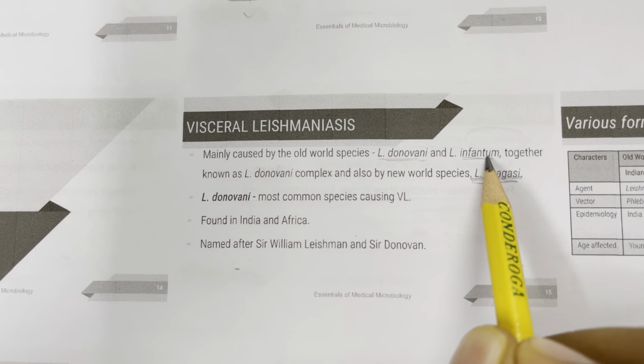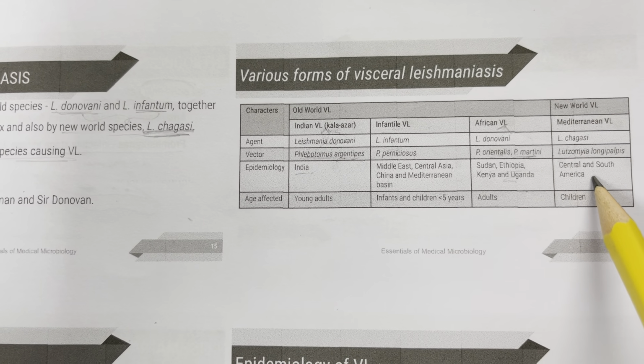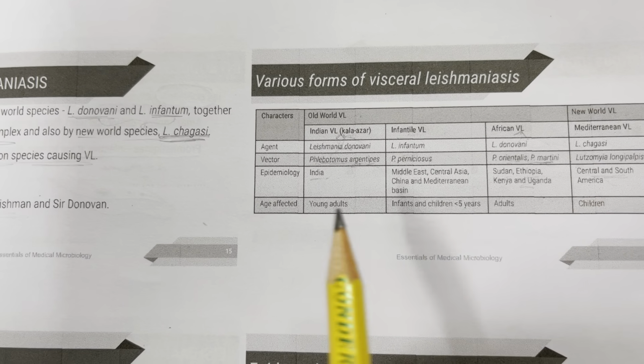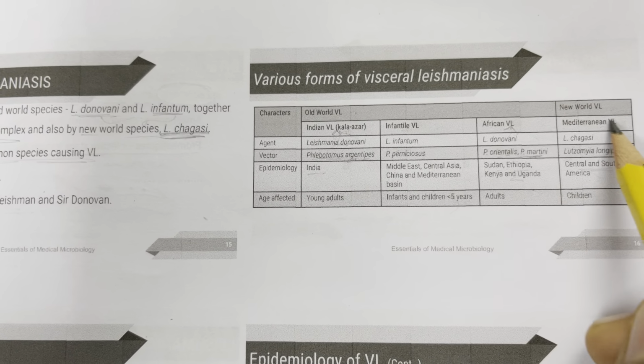And perniciosis, in infants you see pernicious anemia maybe, so perniciosis. So epidemiology: Indian is found in India, infantile is found in Central Asia, just outside India, and African is found in African countries, and Mediterranean VL you can see in Central and South America. So ages affected: all are adults except infantile VL and Mediterranean ones, which you see in children.